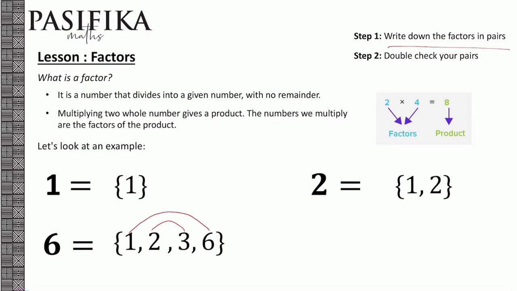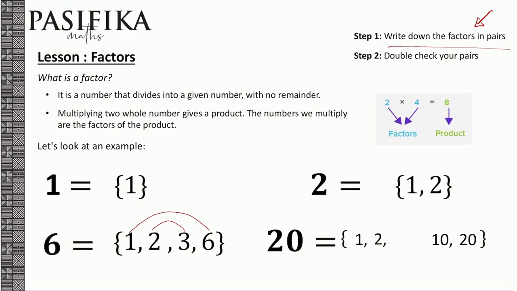Let's try another one. Let's look at 20. So, we're going to write down the factors in pairs. So what numbers multiply to give you 20? There's 1 and 20. 1 times 20 is 20. What about 2? Yes, 2 goes into 20. How many times? 10 times. So 2 and 10 are also factors of 20.